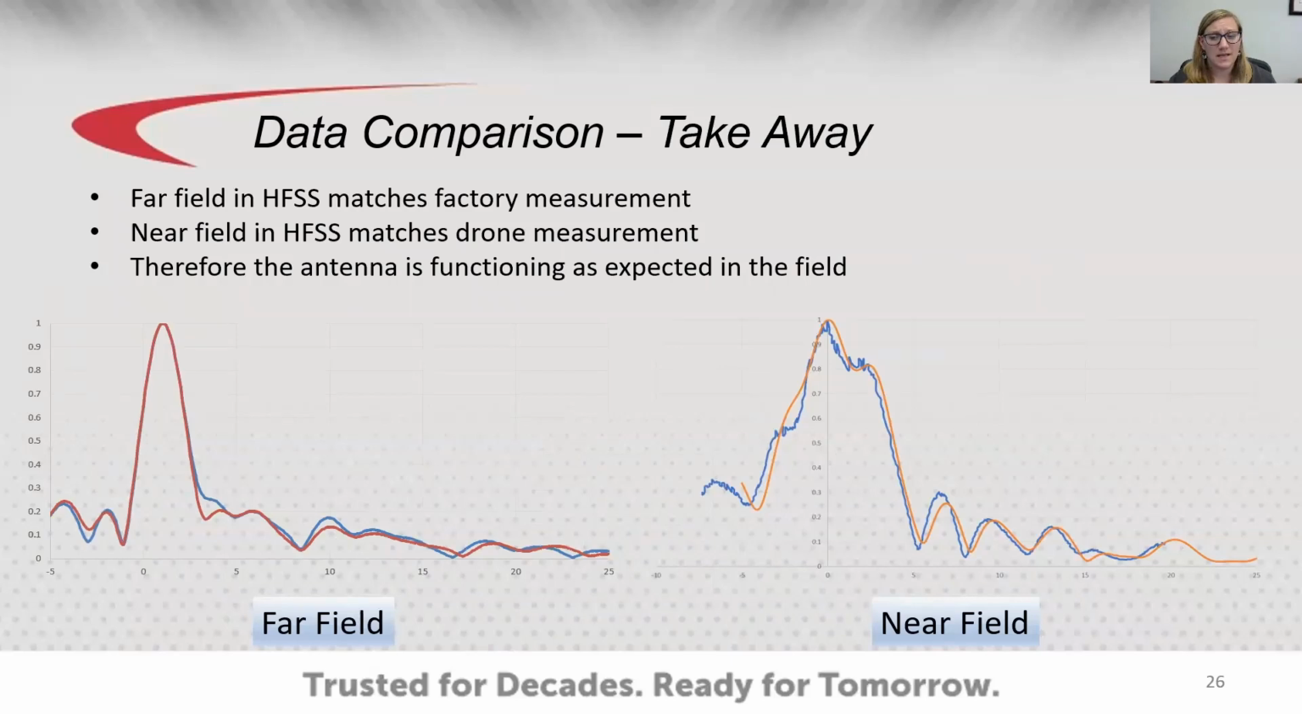So what does this data tell us about the functionality of these antennas we've been measuring? We know that the far field pattern calculated in HFSS matches the factory measurement of the antenna. And we know that the HFSS near field measurement matches the drone measurement of the antenna. Therefore, it follows that the measured antenna is operating as expected in the far field.